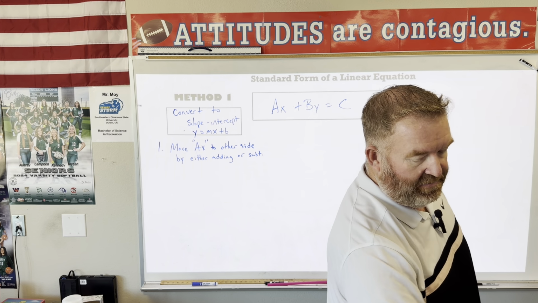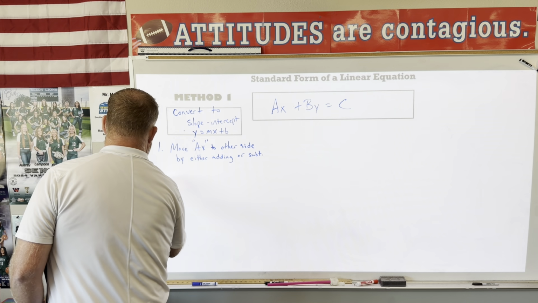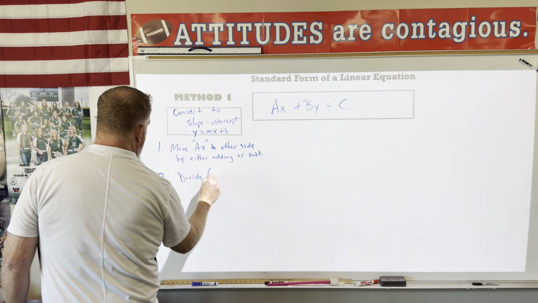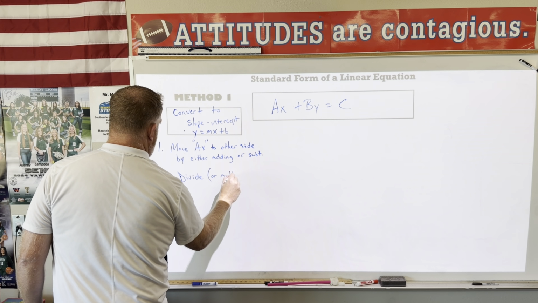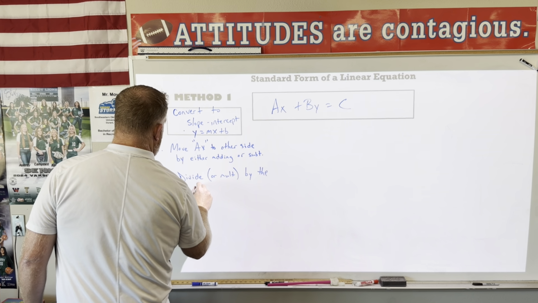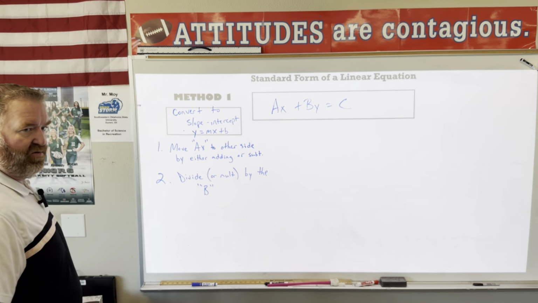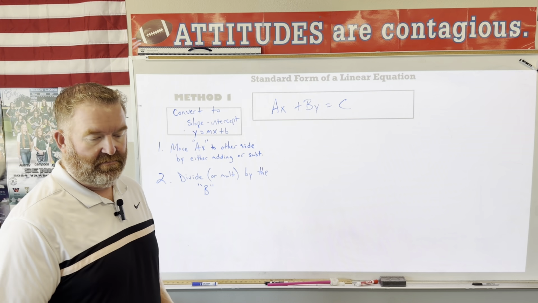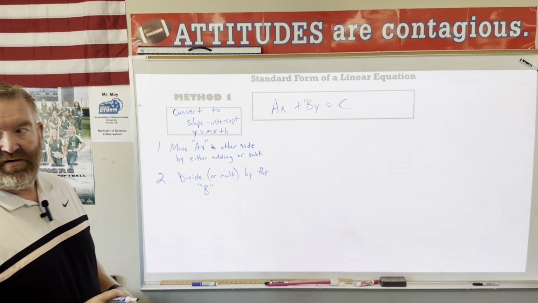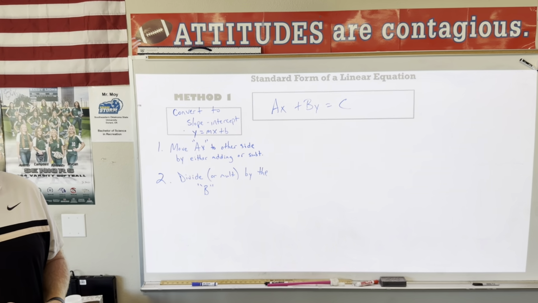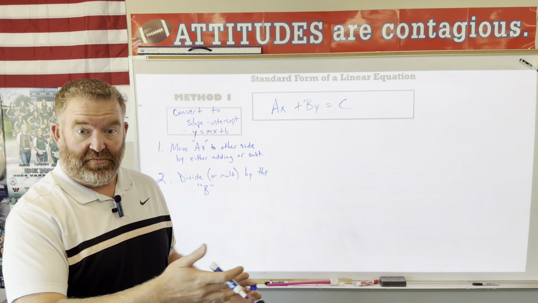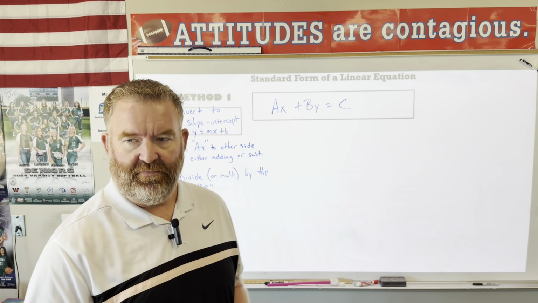That's pretty easy. Step number two, we're going to divide everything by the b, or you can multiply if it's a fraction. It's basically like a two-step equation. Everybody good so far? So basically, you just move it over and then you divide. Because if it's 3y, I need to divide by 3 so I can get y equals. I can get everything away from the y.